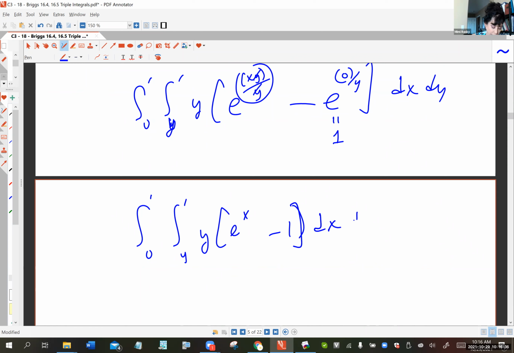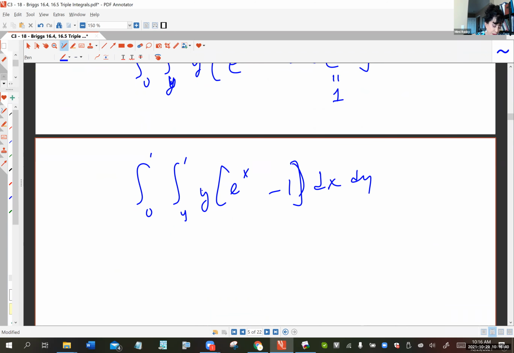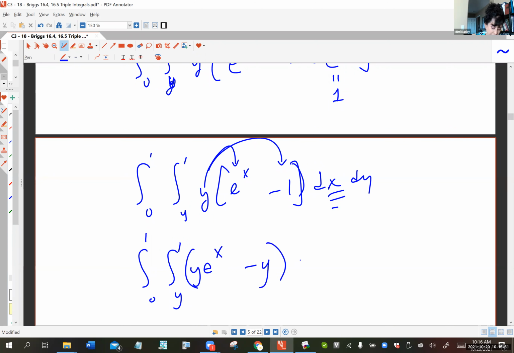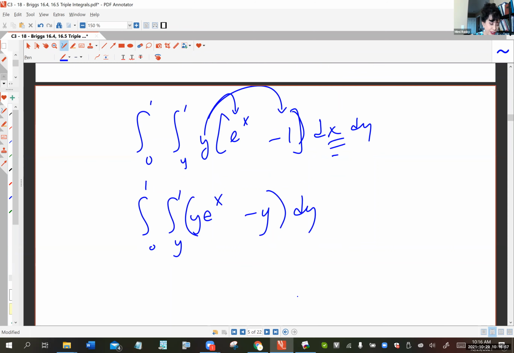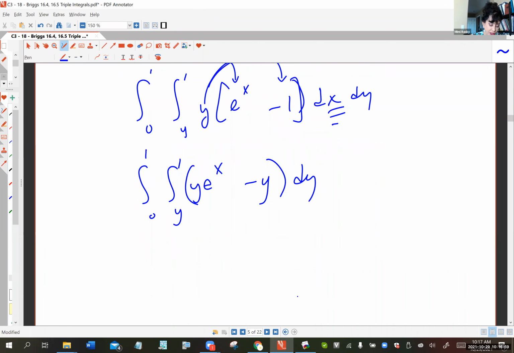That's kind of where we're at right now. I'm going to distribute this y right now, and then I'm going to integrate with respect to x next. So that means I'm going to hold y constant. Right now we're down to a double integral, and you're familiar with dealing with double integrals because we spent the last couple weeks or so doing that.